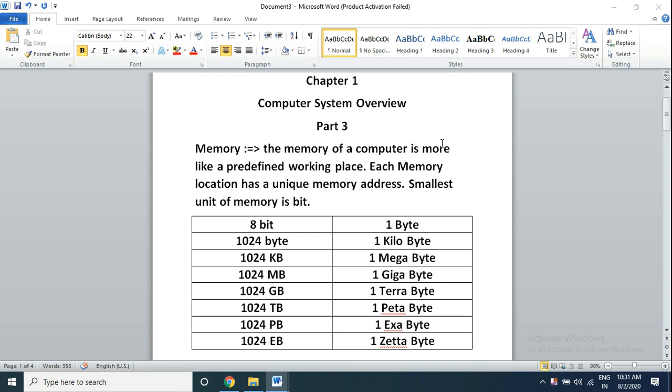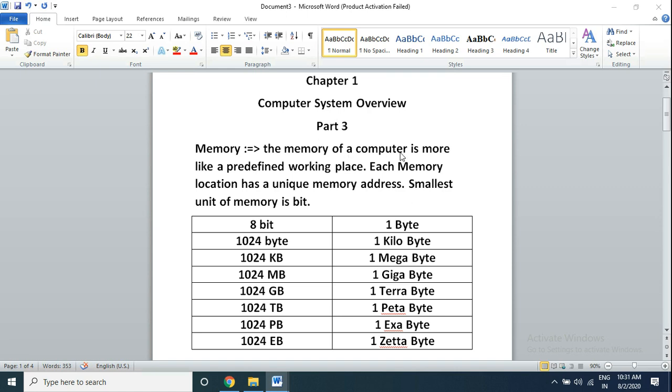Hello students, in the last video we learned about the input unit, output unit and CPU. In the CPU we learned about the ALU, control unit and registers. So today, in our third class, we will learn about memory.